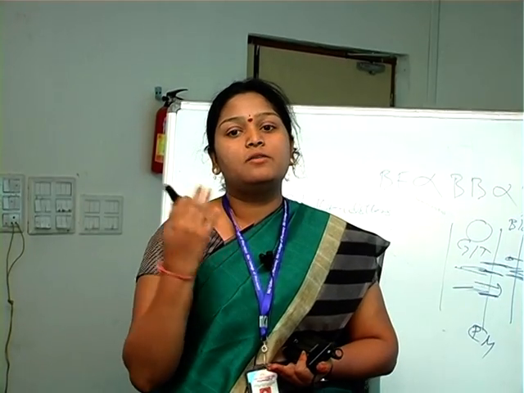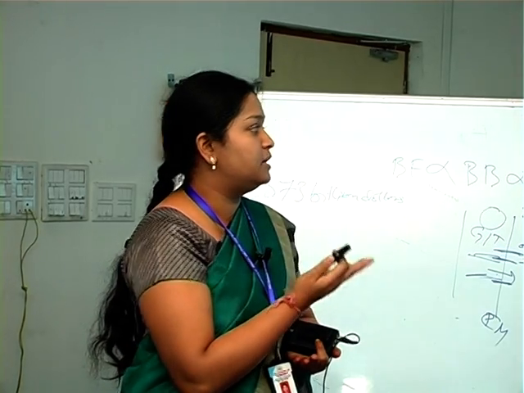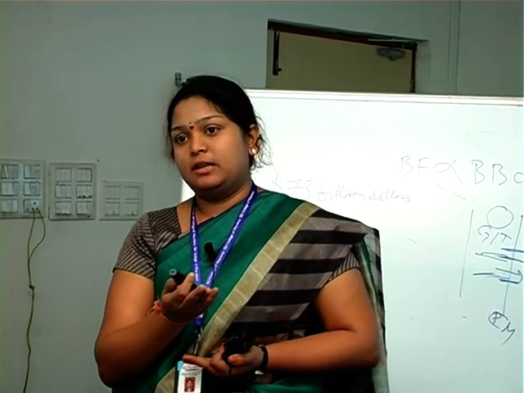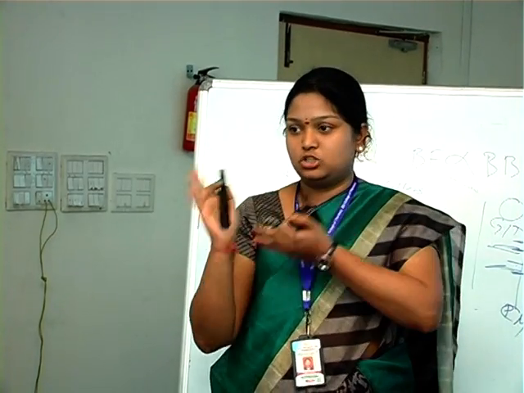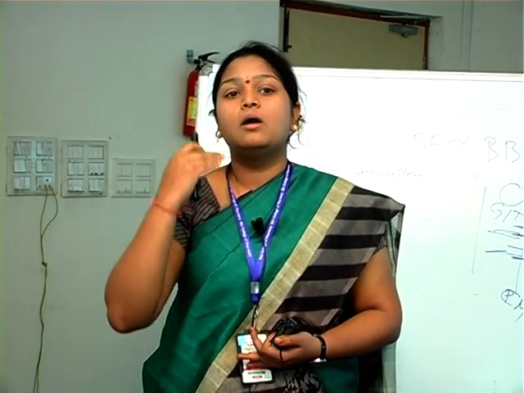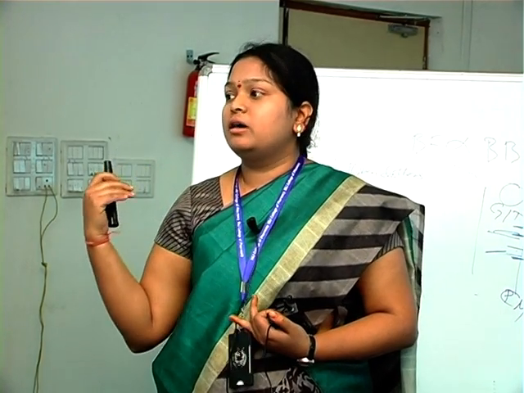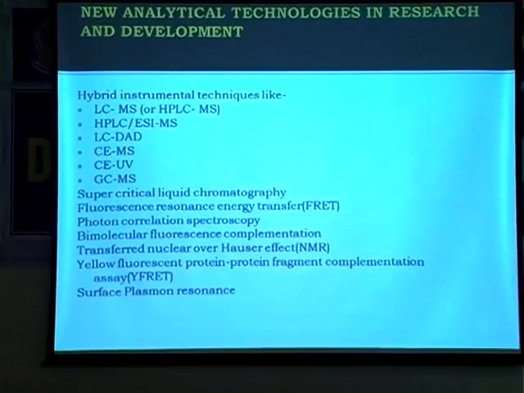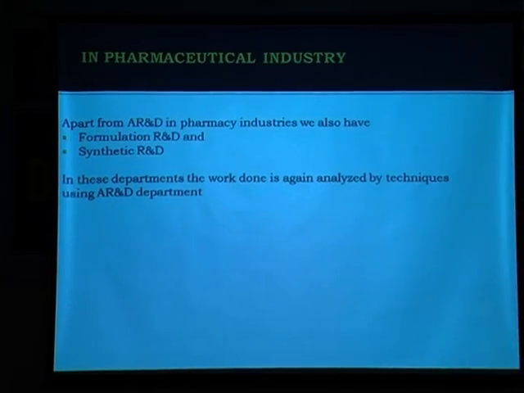In the AR&D department we will have 3 main departments, that is method development and validation department, stability department and impurity profiling department. Stability, what happens, they will store the drugs in 4 temperature zones with high humidity, high temperature, low humidity, low temperature, and then they will check the stability of the drug periodically, like for 1 month, 6 months, 12 months, 18 months, 24 months. Then formulation and synthetic.